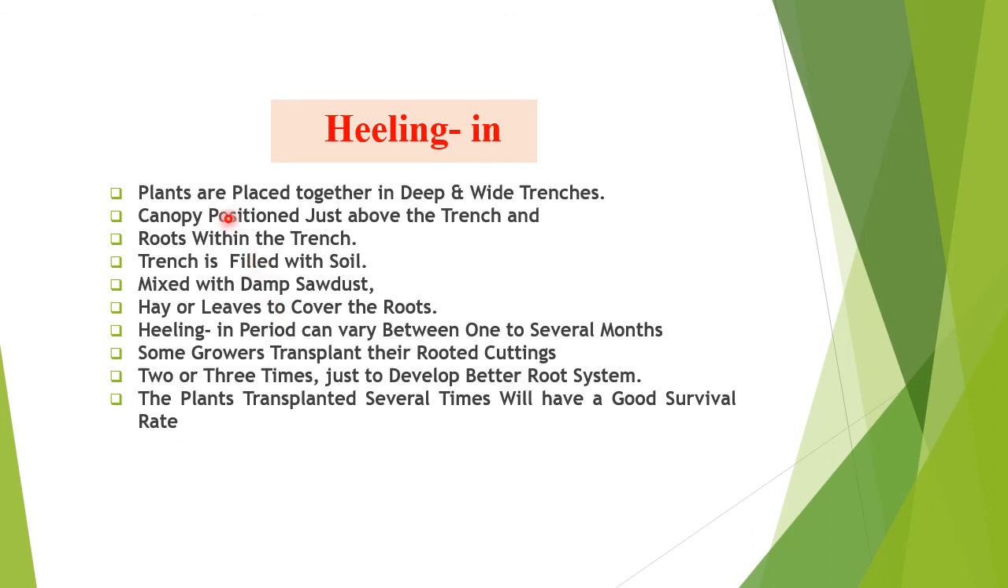In heeling in, plants are placed together in deep or wide trenches. The canopy is positioned just above the trench and the roots within the trench. The trench is filled with soil mixed with damp sawdust, hay or leaves to cover the roots. The heeling in period can vary from 1 to several months.